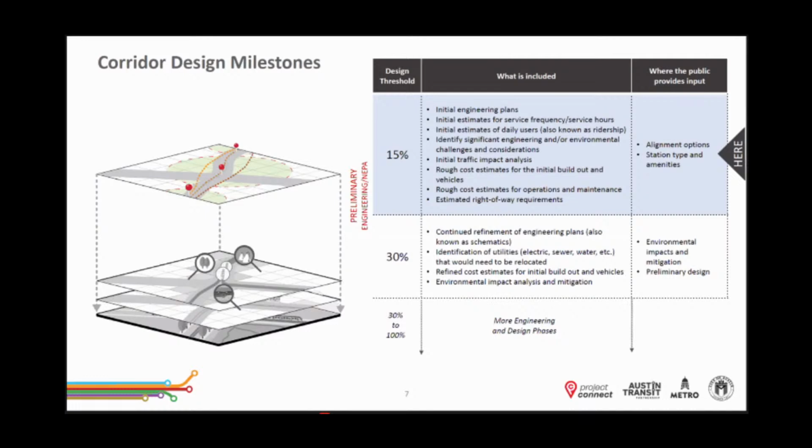So as part of the 15% design process, we're also analyzing other elements like traffic impacts, initial estimates for things like service frequency and ridership. More information on these items, as well as the analysis of potential environmental impacts and mitigation strategies as necessary, will be shared in the months ahead.